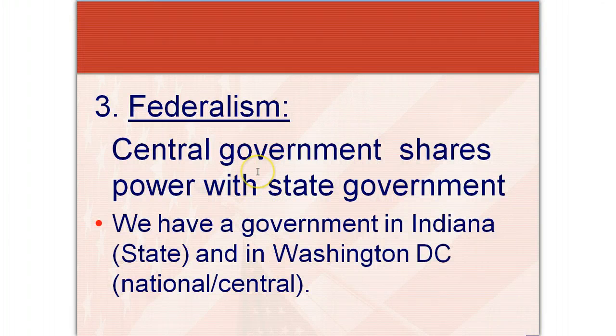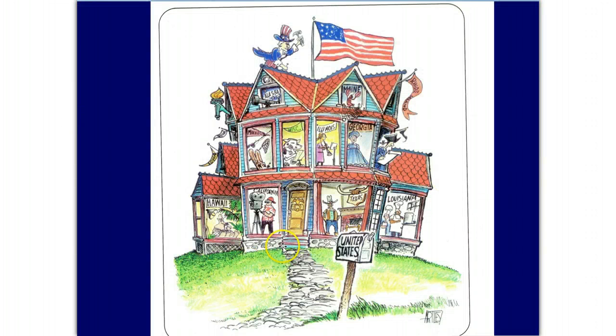The next theme of the Constitution is federalism, and we know that this means that there's a central government that shares or divides power with state governments. Like we have a central government in Washington, D.C. and state governments in Indiana. And here's a graphic that illustrates this principle.